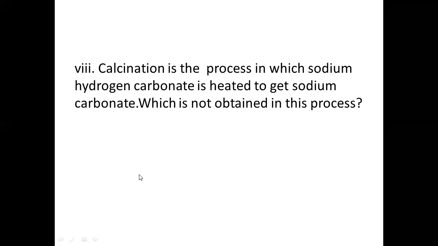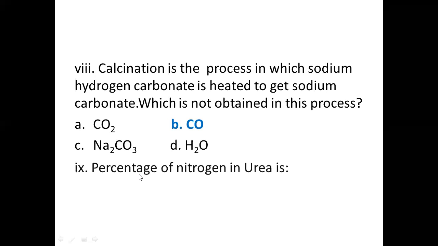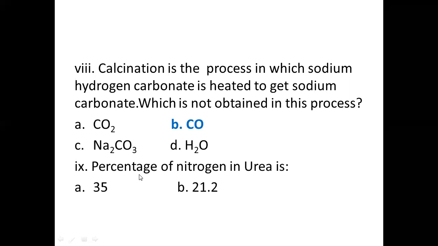Number 8: calcination is the process in which sodium hydrogen carbonate is heated to get sodium carbonate. Which is not obtained in this process? Carbon monoxide is not obtained in this process. Carbon dioxide, sodium carbonate, and water are formed, except carbon monoxide. The percentage of nitrogen in urea, as we just discussed in the previous self-assessment exercise, is 46.6.